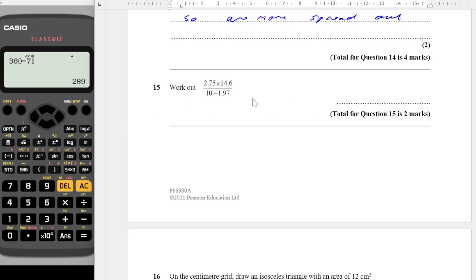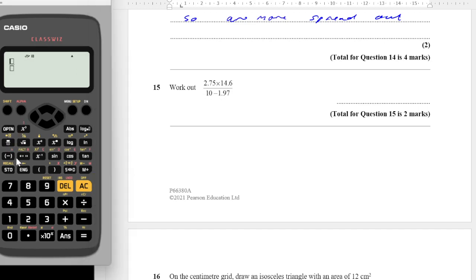Okay, question 15. Work out 2.75 times 14.6 divided by 10 minus 1.97. So I tend to just type this into my calculator. So 2.75 times by 14.6. And if you're unsure or unconfident with your calculator calculations, you can put these values in and do it separately. But on a modern calculator, I don't see any point. And I've missed my decimal point out. So there is a point. You do need to double check that you've typed everything as it appears. And we get 5 for that.